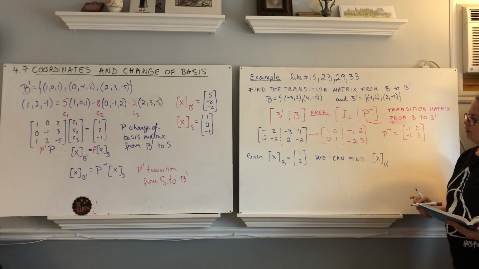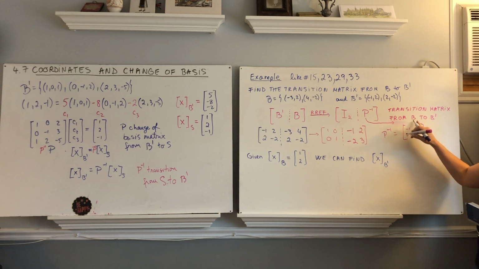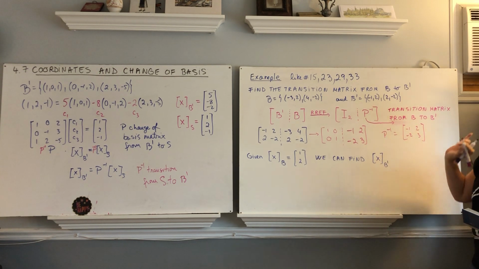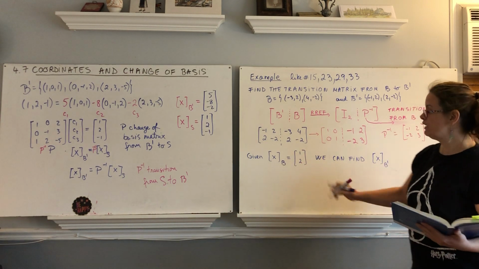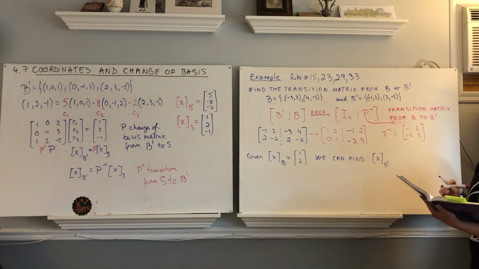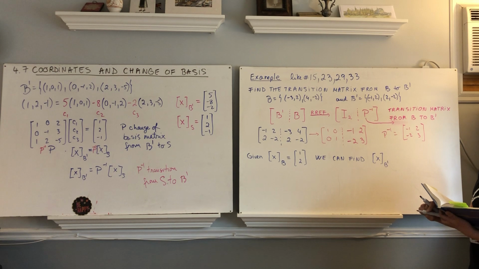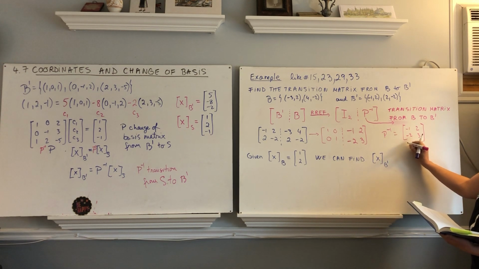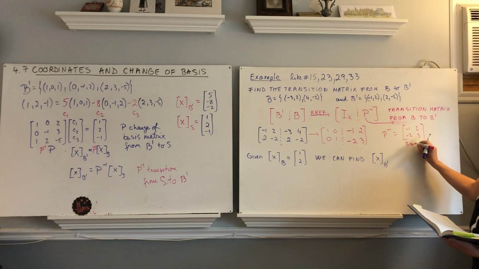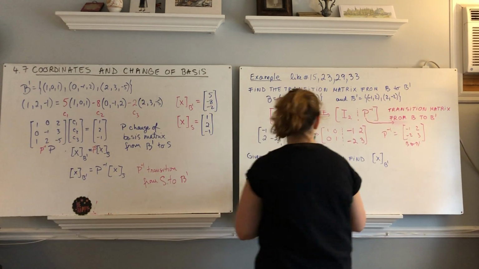Okay, so now that we have the transition matrix that takes vectors from B to B prime, if somebody gave us the coefficients of X in B, we could find the coefficients of X in B prime. So we would multiply, it's always left multiplication in these cases. This matrix takes things from B to B prime. So if we multiply by a vector with respect to B, we're going to do it right here.